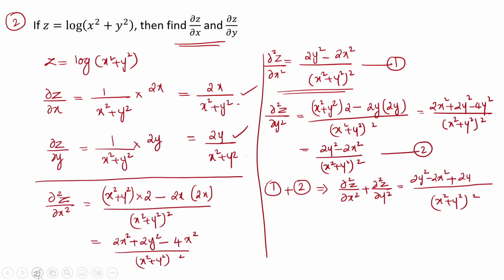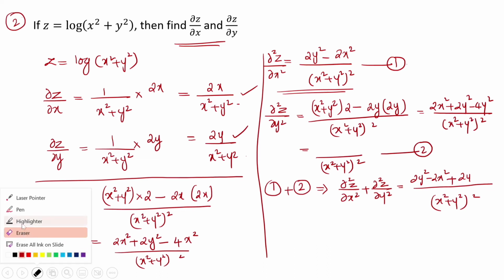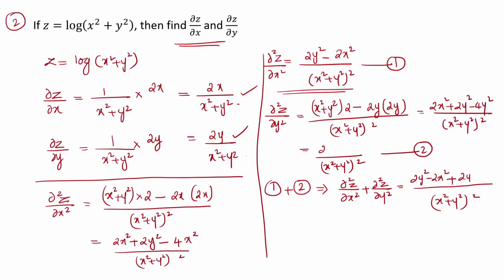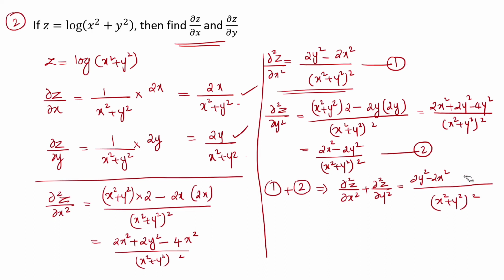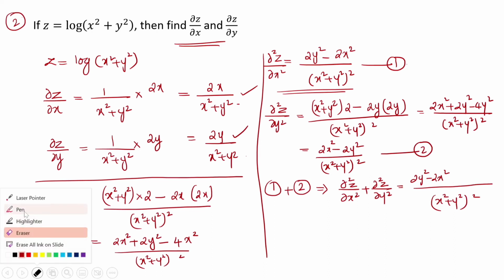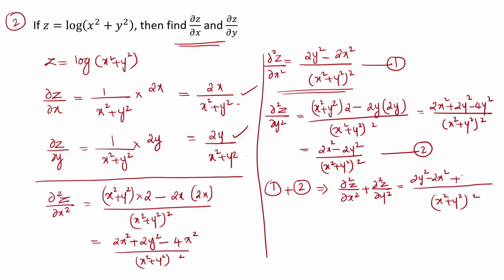Okay, there is a mistake. I have made a mistake here. It is 2x², isn't it? 2x² minus 2y². Okay, it is like this: 2x² minus 2y². Therefore, here also there is a correction. We can have it as plus 2x² minus 2y².